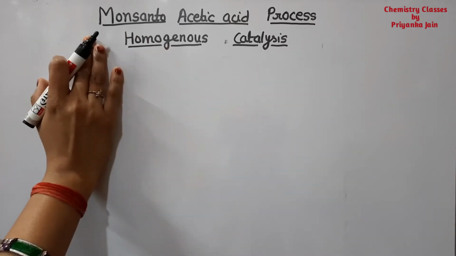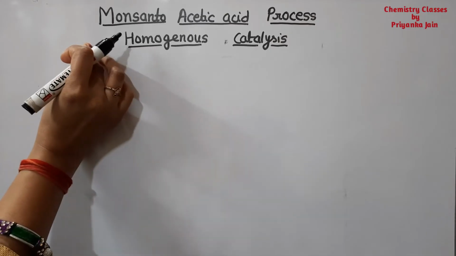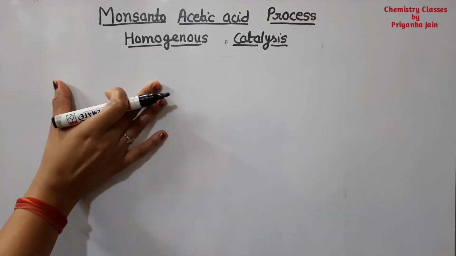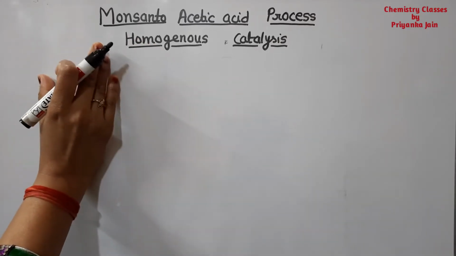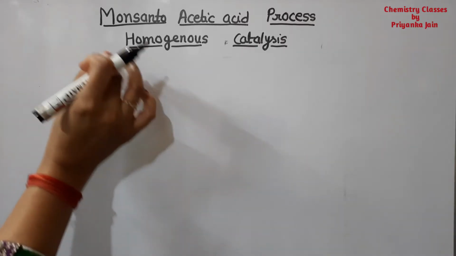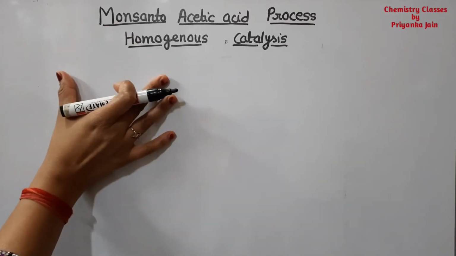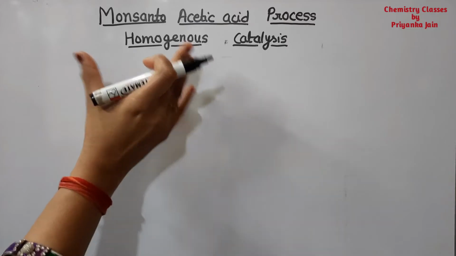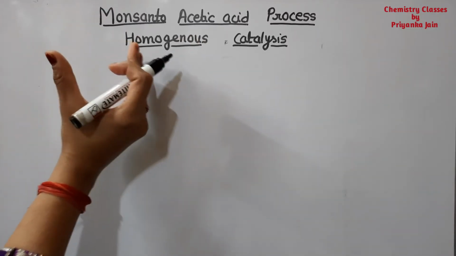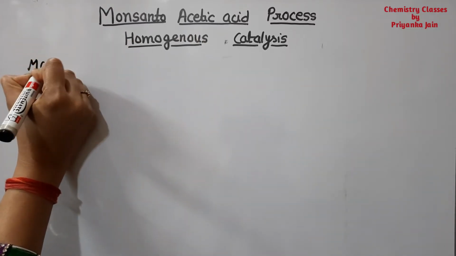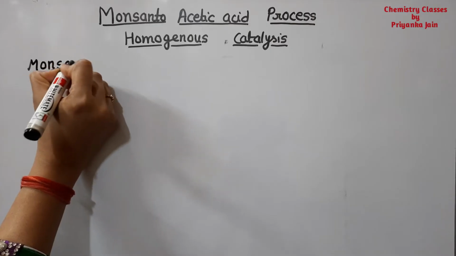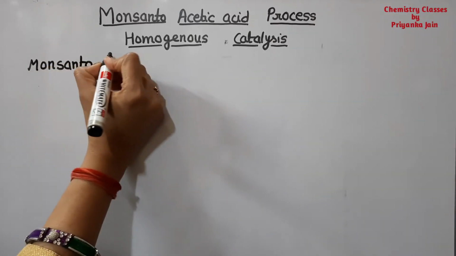Sometimes 2 marks questions based on this particular topic are asked and the questions are quite simple. So you can do such questions quite easily if you know a little bit about this topic. So we have to see firstly what this process is. Actually this process was discovered by Monsanto in 1966.